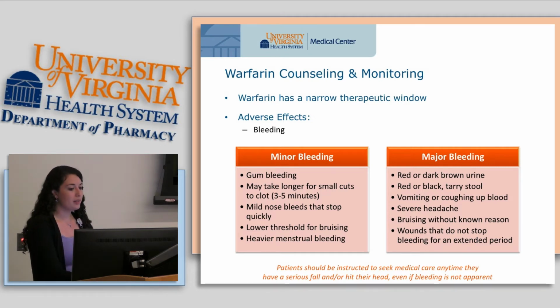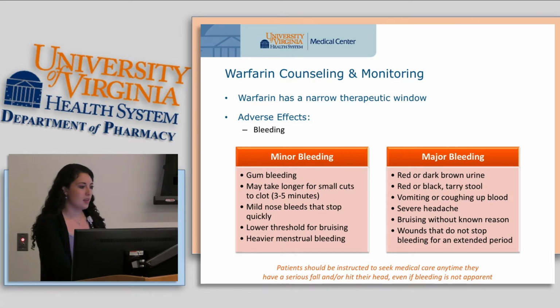It can either be minor bleeding or major bleeding. Minor could be they see some blood when they brush their teeth, which is usually seen more often in the beginning when they start an anticoagulant, and then once their body gets used to having that anticoagulant on board, this should taper down and not be so evident to them anymore. It could take them a little bit longer for smaller cuts to clot off.